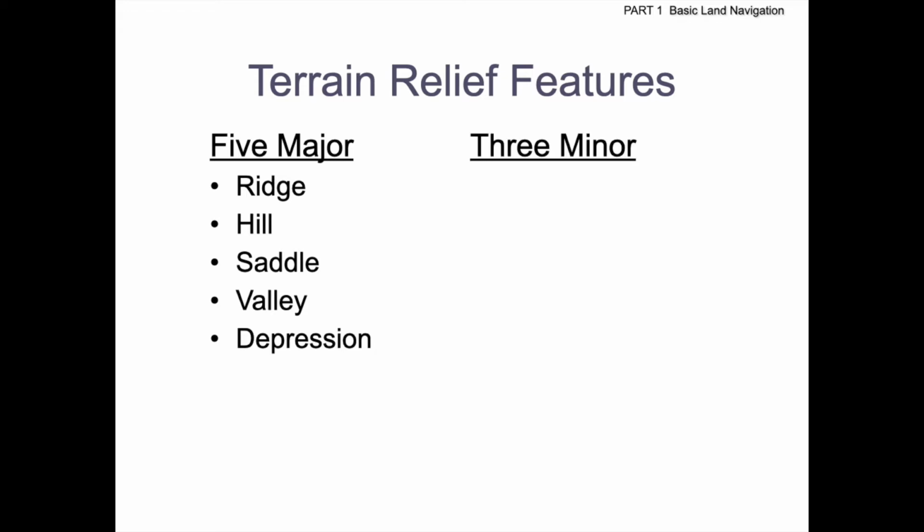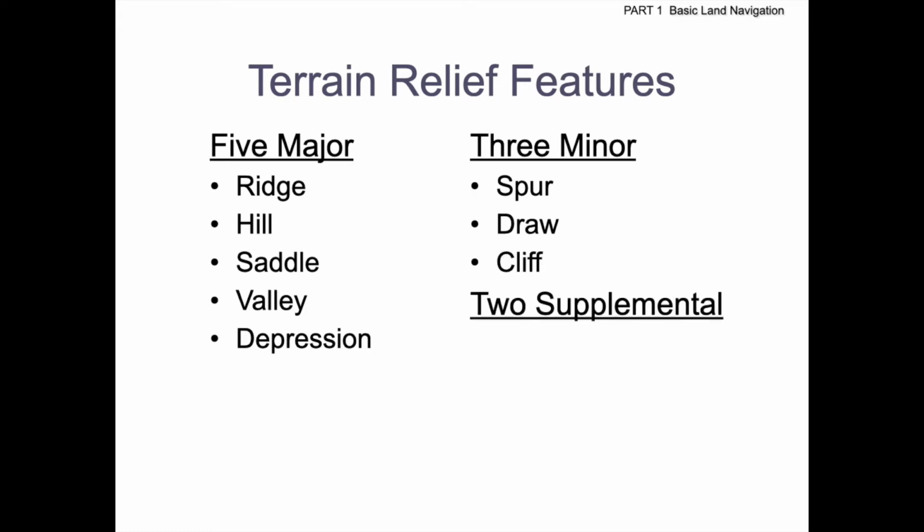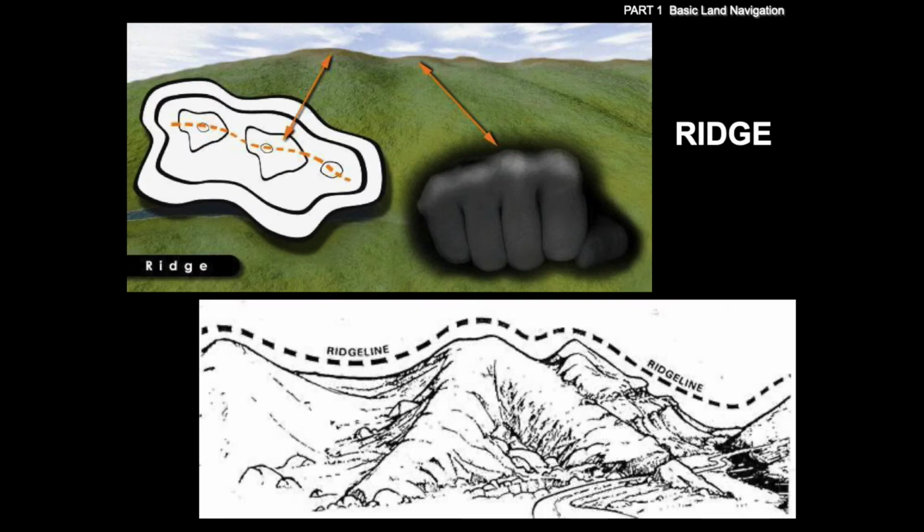We've got 3 minor, spur, draw, and a cliff, and then 2 supplementals, cut and fill. Now let's move on and we'll actually see what these are. Alright, so the first one up is the ridge. And the fist here, this is typically how you're teaching somebody to memorize the terrain features.